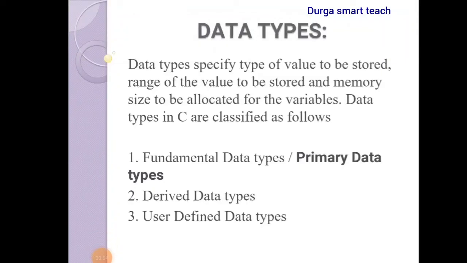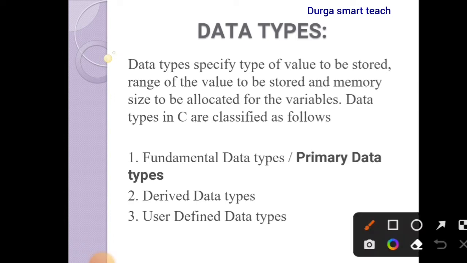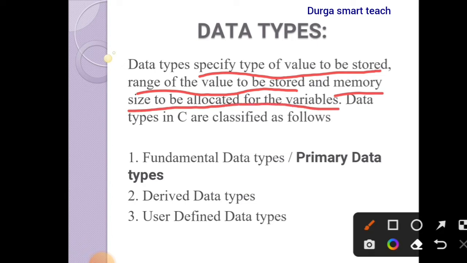Today I am going to discuss data types in C. This is a very important topic, data type. Here, a data type is used to specify the type of value to be stored, the range of values to be stored, and the memory size to be allocated for the variables.